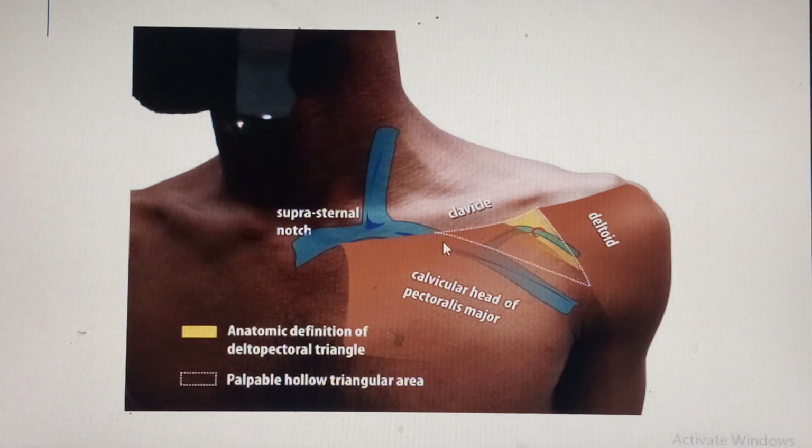subclavian vein, but we also have the lateral pectoral nerve, which will also be there, as well as of course the various branches of the thoracoacromial trunk. Yes, APC dogs: A for the acromial branch, P for pectoral branch, C for clavicular branch, and then of course the dogs will be the deltoid branch. So all those will also be piercing through the clavipectoral fascia. So please get to appreciate that.